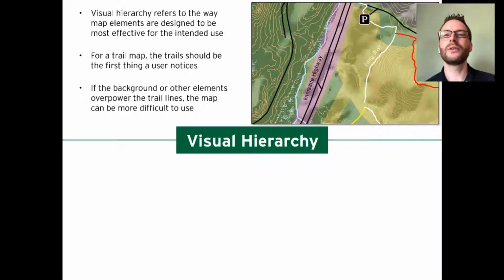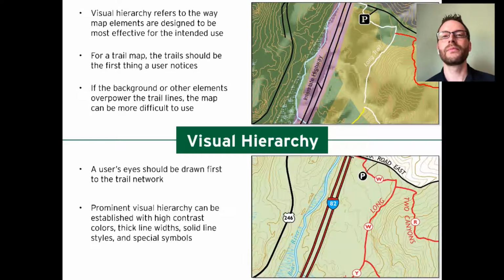Visual hierarchy refers to the way map elements are designed to be most effective for their intended use. For trail maps, the trail should be the first thing a user notices. If a trail map's background or other elements overpower the trail lines, then the map can be more difficult to use. A user's eyes should be drawn first to the trail network, followed by other elements.